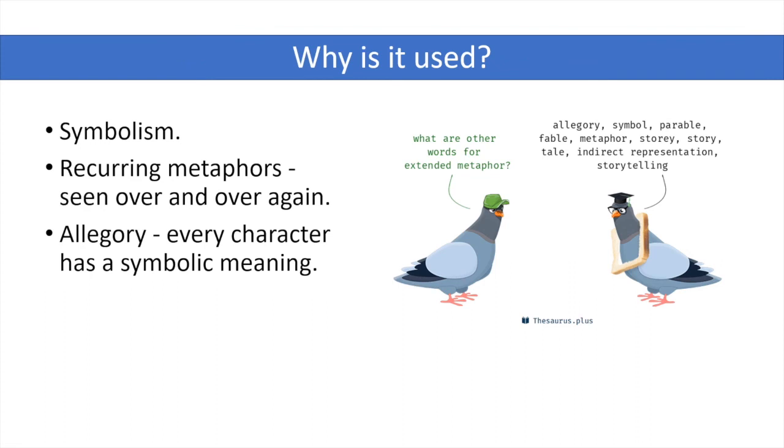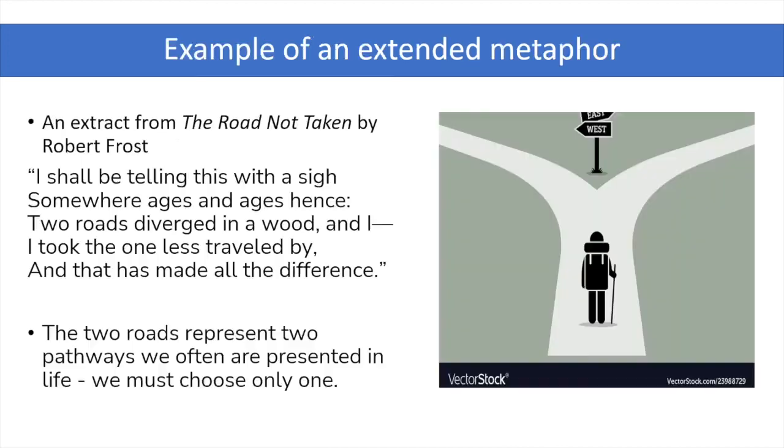Why are extended metaphors used? It's to create symbols or symbolism within a text. It's also to create recurring metaphors over and over again in a text to make sure that the reader understands. It's often used to create an allegory, which means every single character has a specific symbol. Here are some synonyms for an extended metaphor: an allegory, a symbol, a parable, fable, metaphor, story, and it goes on. Let's look at an example of an extended metaphor on the next slide.